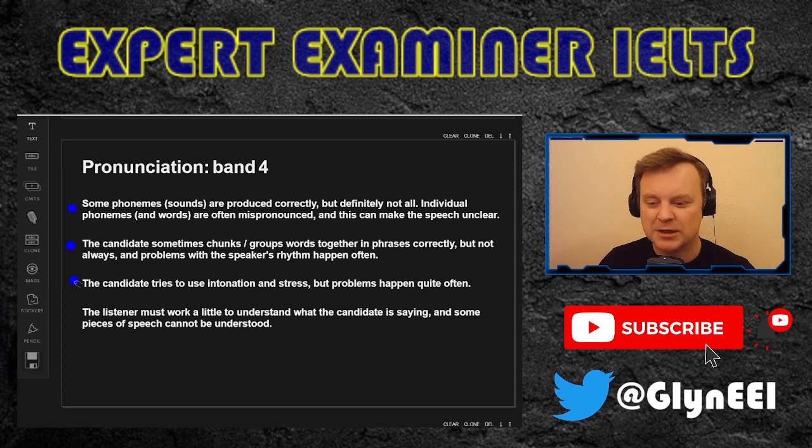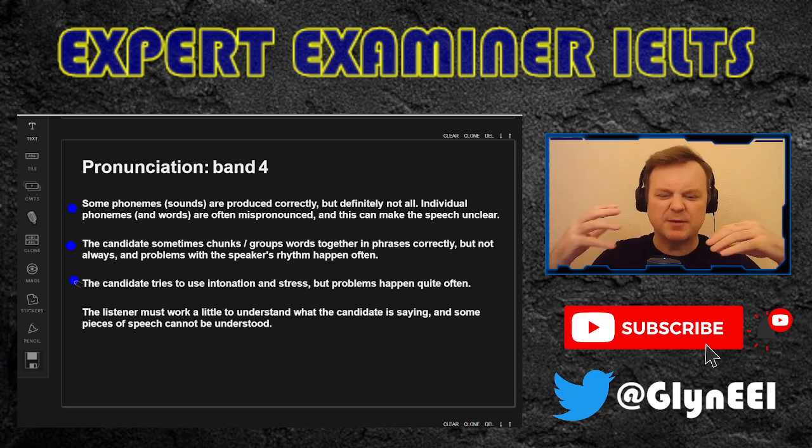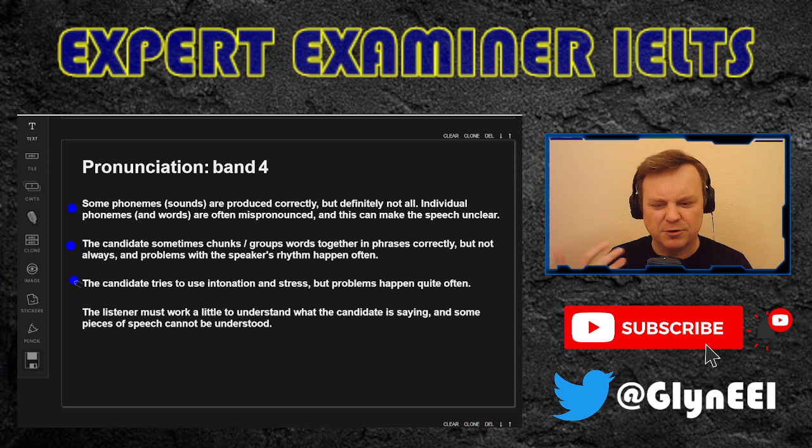So band 4, the candidate tries to use intonation and stress, but again, problems happen quite often. They don't do it over all of the test, maybe just in part 1 and then in part 2 and part 3, where things get more difficult, maybe they lose that correct, or not correct, but appropriate intonation, appropriate stress. And then finally, for band 4, the listener must work a little.